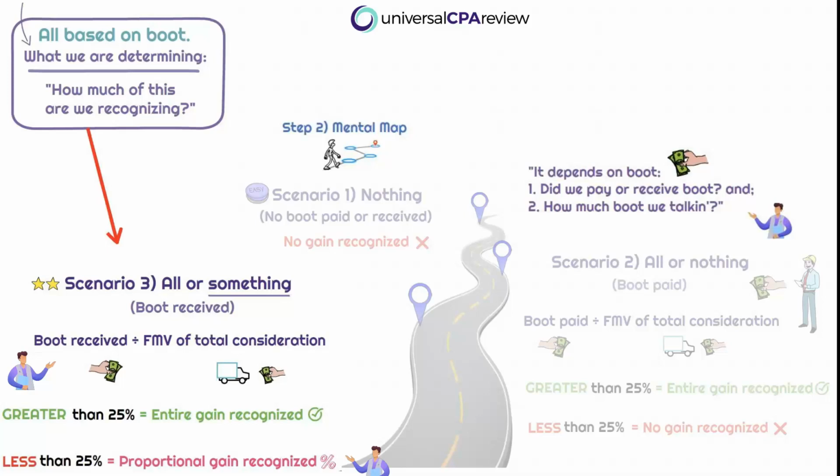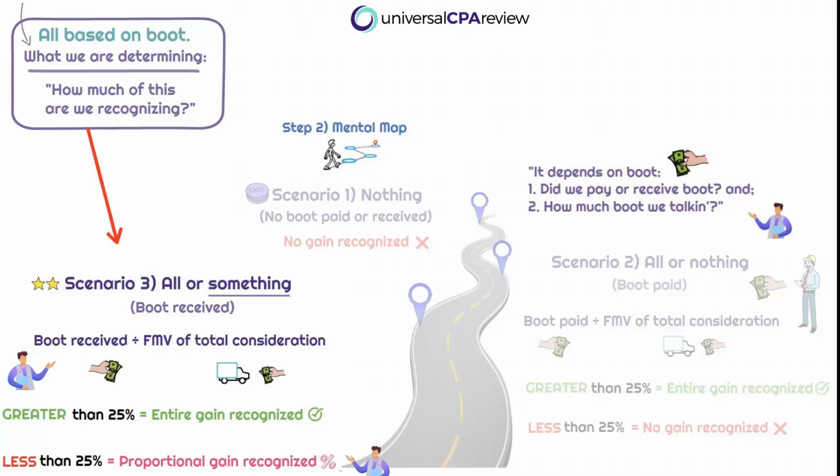then it gets a little bit dicey, okay? In this case, what we're going to do is take a proportional amount of this gain and recognize it, okay? How we're going to do that is by applying a ratio. The total boot received divided by the total consideration received will first be calculated. It's going to give us a percentage.